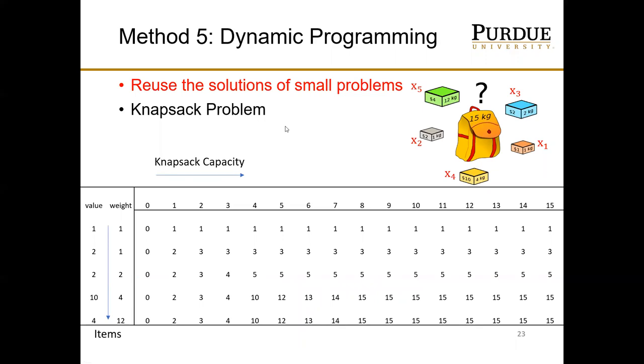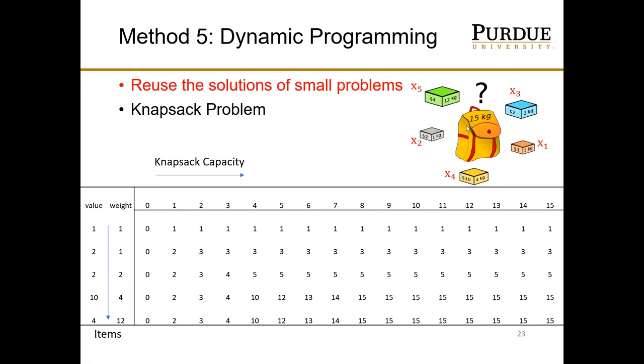Let's use the example of the Knapsack problem, okay? Again, for the Knapsack problem, you can see here we have five atoms, and the bag has a 15 kilogram constraint. To illustrate this algorithm, I changed their order a little bit. So x1 will be this atom, x2 this one, x3, x4, x5. You can see that x1 is somehow the lightest one. But actually this doesn't matter. We can use any order for dynamic programming.